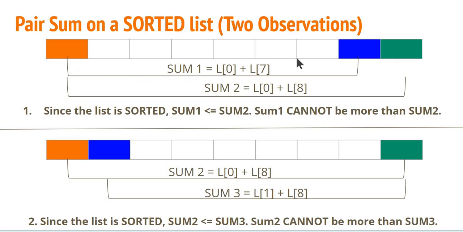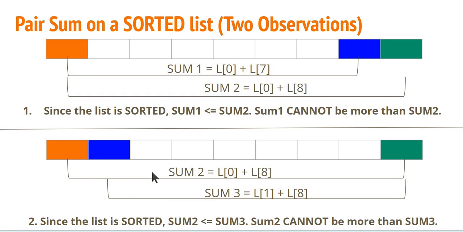First things first, let's say this is my list. Compare sum 1 and sum 2. Sum 1 is L0 plus L7. Sum 2 is L0 plus L8, which is basically L0 and the last but one item, versus L0 and the last item. Now we can be 100% sure that sum 1 is less than or equal to sum 2. Sum 1 cannot be more than sum 2, because the list is sorted, which means L7 is less than or equal to L8. That's the definition of sorted. In fact, for the first observation, you can just say L7 is less than L8, in which case this is a strict inequality.